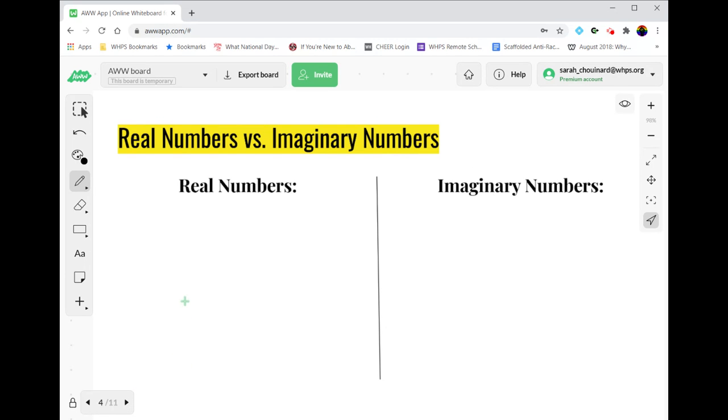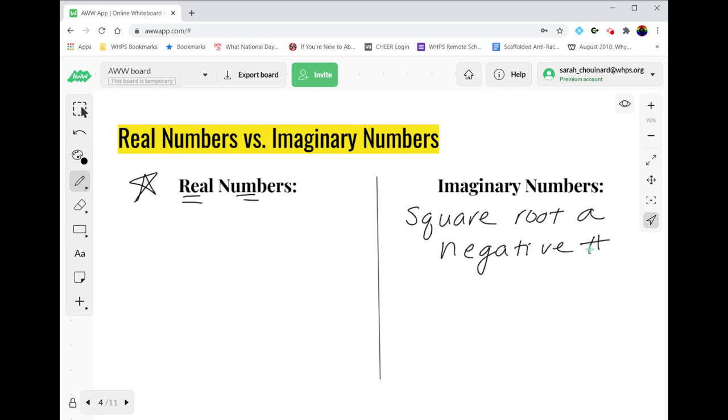It's important to distinguish the difference between real and imaginary numbers. We are going to be dealing only with real numbers this year. In high school, you learn all about imaginary numbers, but just so you know, an imaginary number is when you take the square root of a negative number. It's impossible to do this with the numbers that we know, because what number times itself would be considered negative 16?